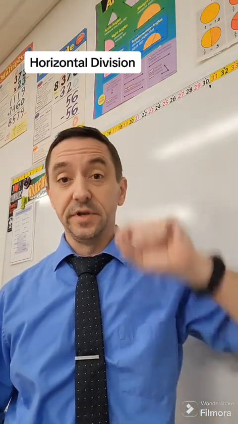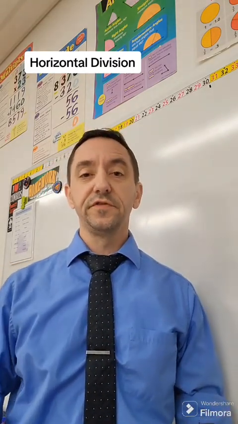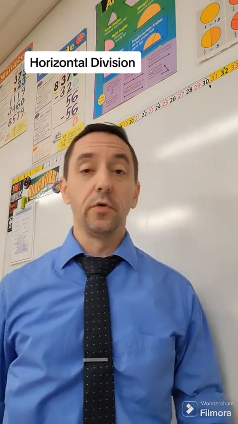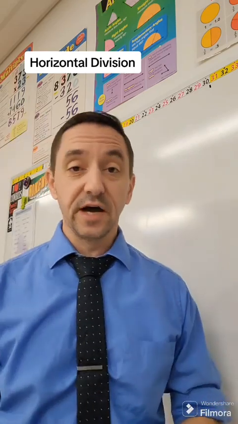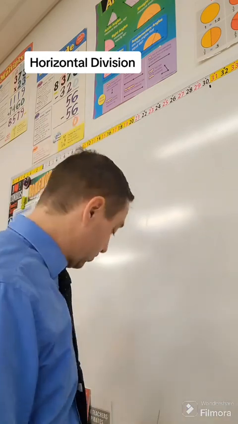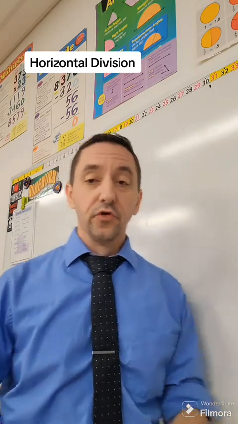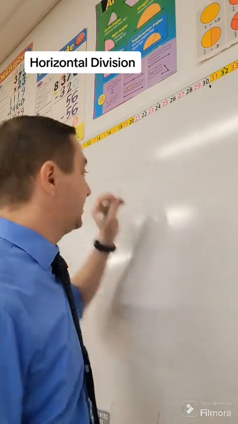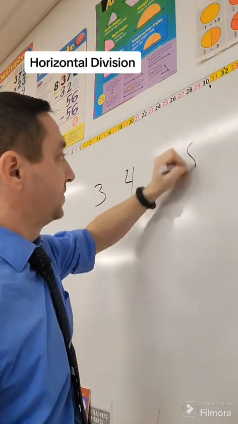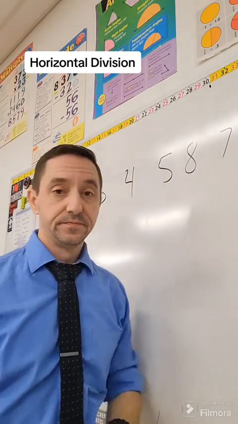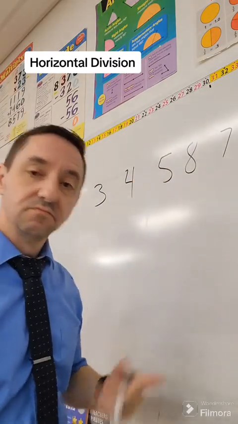Well, this is a way to do the same problem, but instead of vertically up and down, we're going to solve this long division problem horizontally, going across, save ourselves a ton of space, not worrying about bringing numbers down in the right place. Let me show you what I'm talking about. So the long division problem we're going to do today is 34,587. And we're going to divide that by 7.